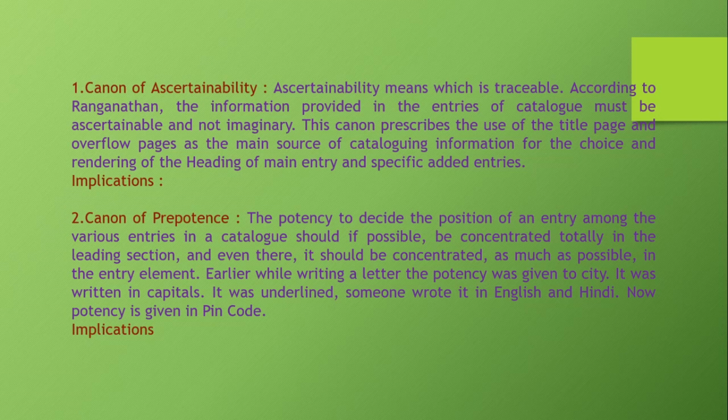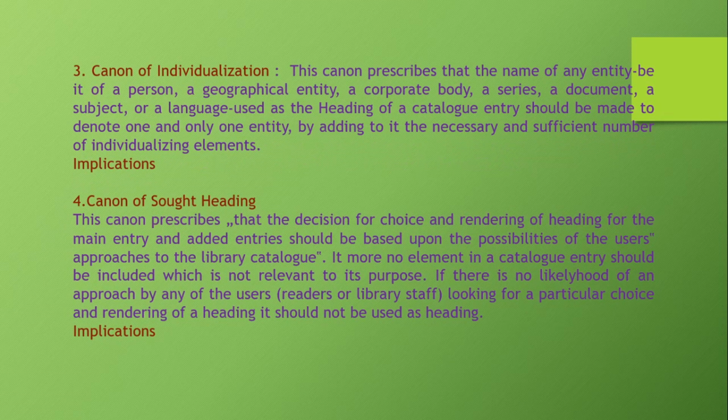Canon of Individualization. This canon prescribes that the name of any entity, be it of a person, a geographical entity, a corporate body, a series, a document, a subject, or a language used as the heading of a catalog entry should be made to denote one and only one entity by adding to it the necessary and sufficient number of individualizing elements. Implications.